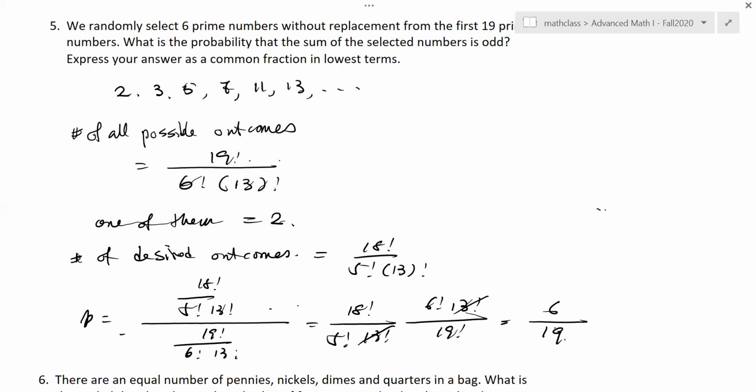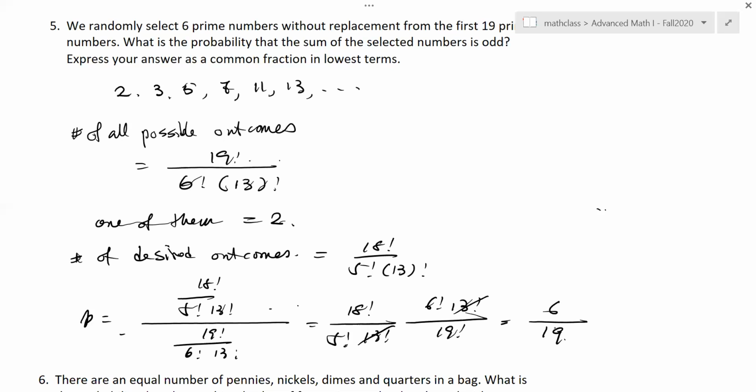Right. Now you can also count the order. If you count the order, then be careful. You have to tell me which position 2 shows up, right? Maybe the second marble is 2, or maybe the third marble is 2. A little bit more complicated. So if you don't count the order, just grab the 6 marbles.